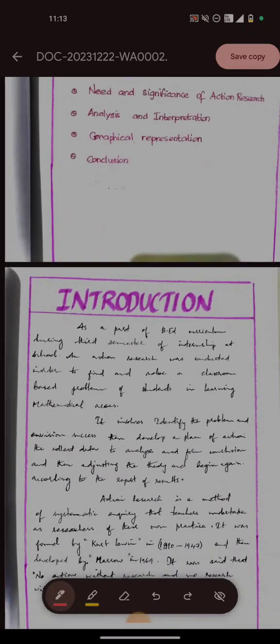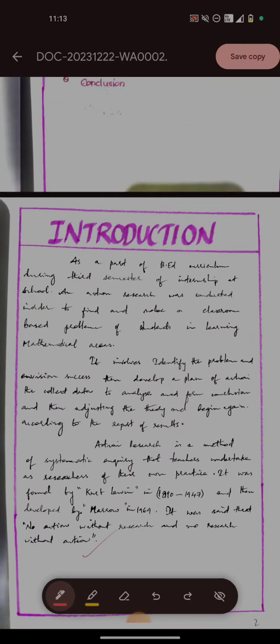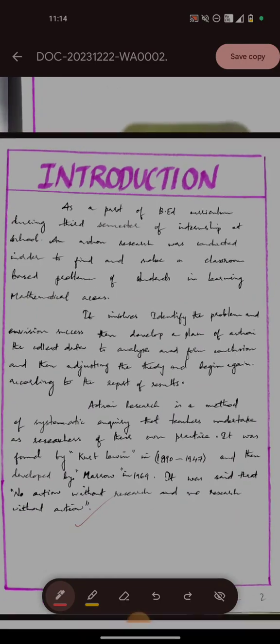Next is the introduction. In the introduction, we write that during this semester an internship was conducted, and as a teacher, the problem he or she faced in the class, and how to develop a plan to solve this problem, and what an action research is, and like that.